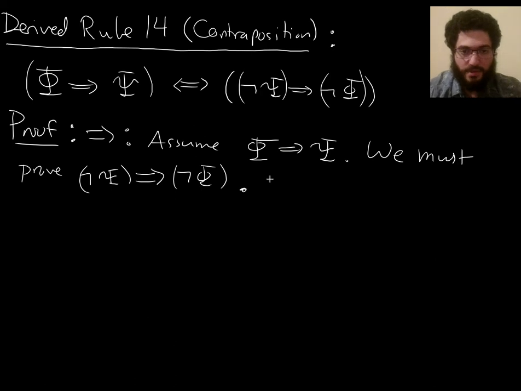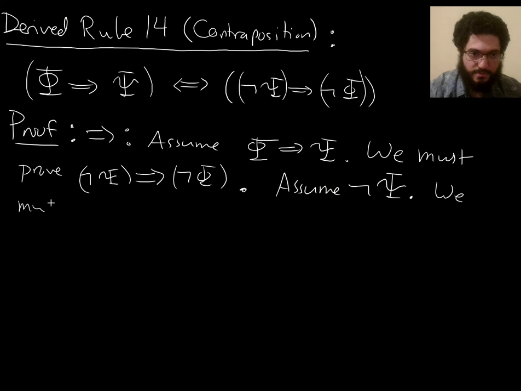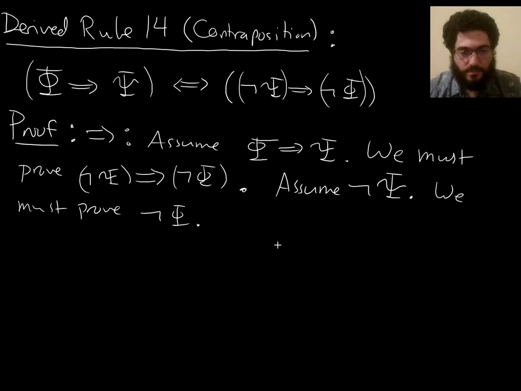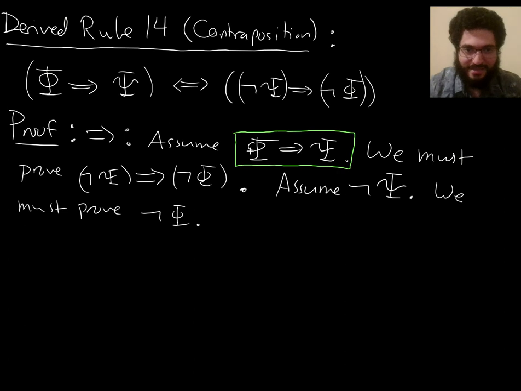So let's assume the hypothesis. And now our goal is to prove this. So now we must prove not phi. So let me highlight what it is I have, what pieces are in play, what pieces are available for me to use, or what cards are in my hand, if you like. I have this, and I have this. These are the two things I have to play with.